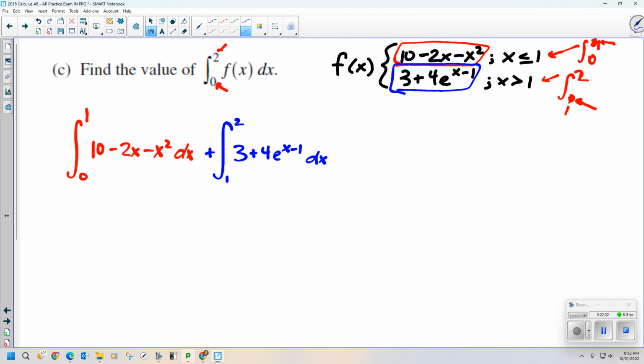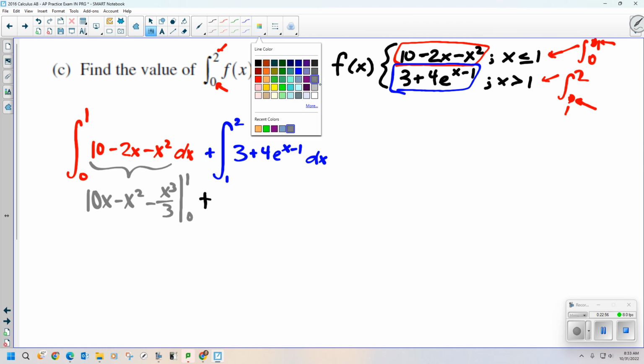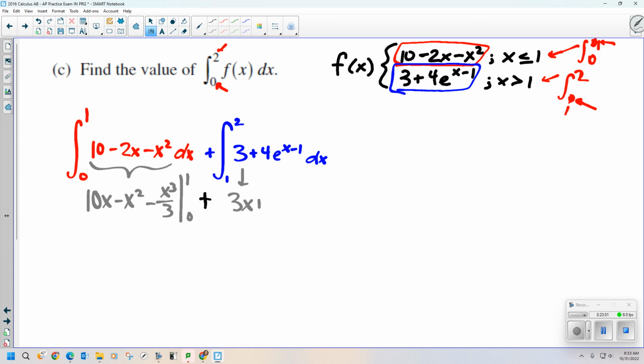So again, let's not go fast like Mr. Visca did right here a second ago and make a boo-boo, especially if we don't catch it. 10x minus x squared minus x cubed over 3. That's the integration of this right here. I want that from 0 to 1. Plus, this is 3x. And this is just 4e to the x minus 1. I want that from 1 to 2.